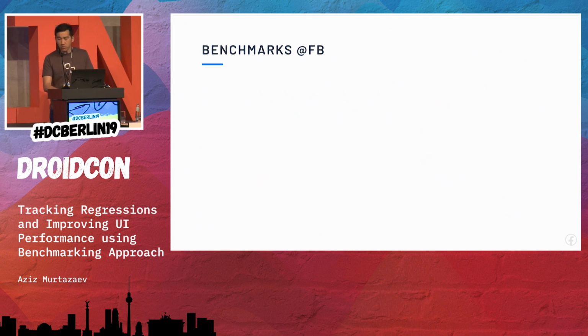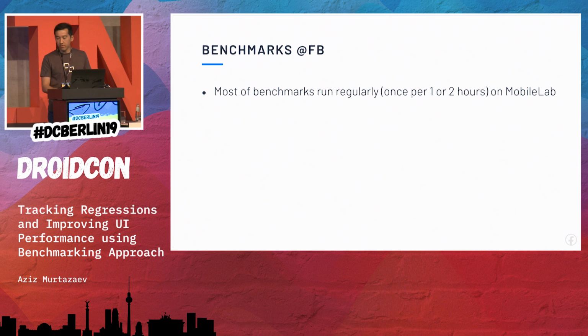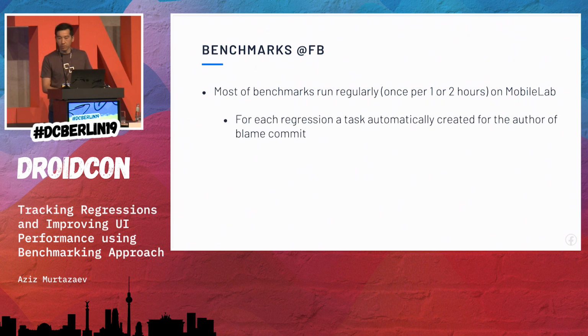Most of the benchmarks we run regularly in our CI system. I'll talk about it a little bit in a bit. We run them once in 1 or 2 hours, depending on load. And whenever the system finds a regression, a task is automatically created, and it's bisected to the blame commit, and the task is assigned to the author of that commit.